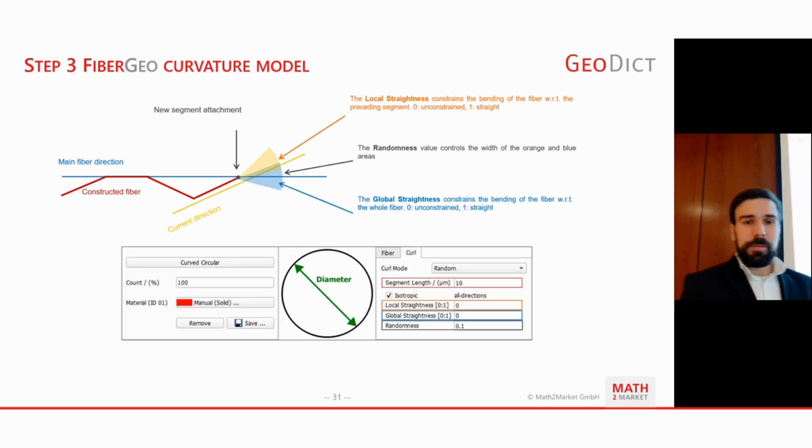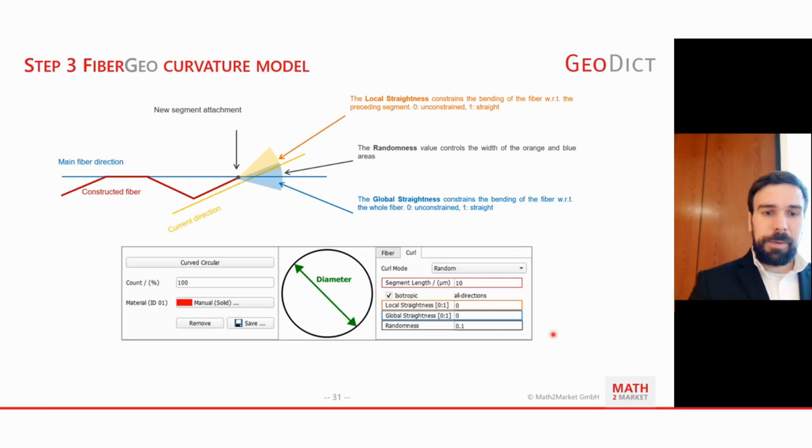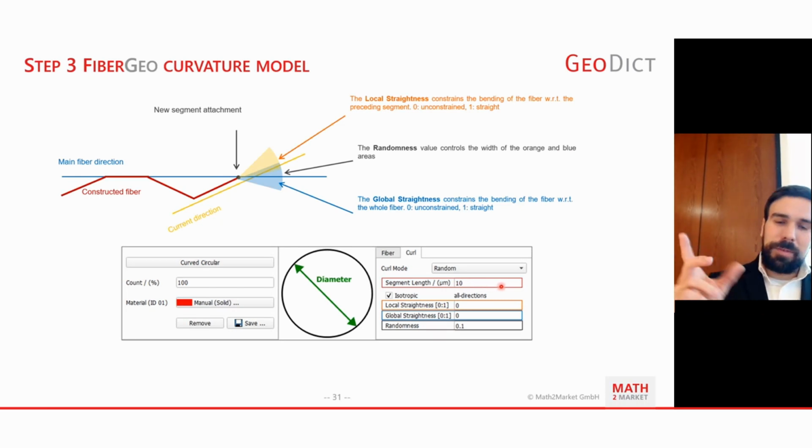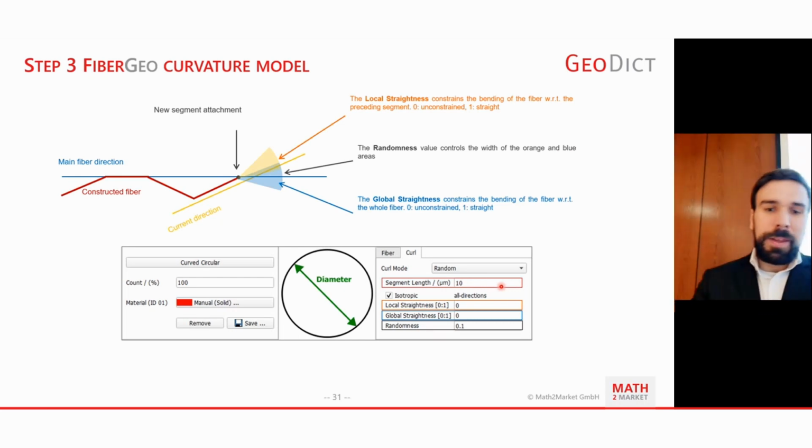I have a bit of a visualization here. Down here we see the FiberGeo UI to generate curved fibers. The first parameter is the segment length. It's not so nice that that parameter exists, but we are working on getting rid of it. And that is also a very important parameter already to determine how the fiber is curving.